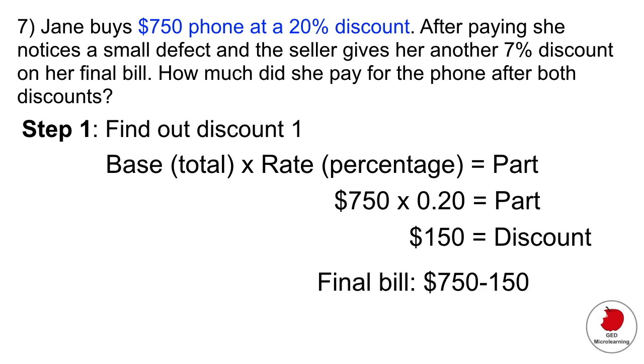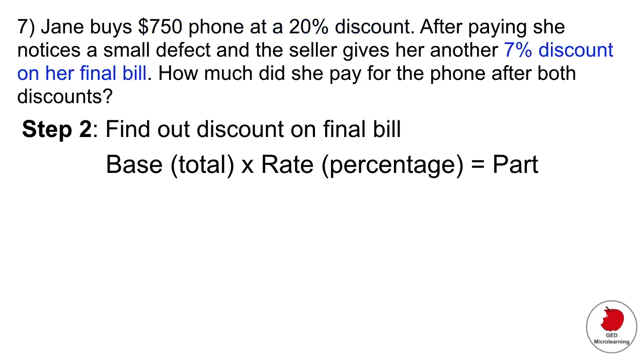So at this point, we're going to subtract that discount from the original amount. That gives us 600. So now we're at 600. Now we move to step 2. Now we have to find the discount on those $600. So we have to find out that 7% discount that they offered her on those $600.